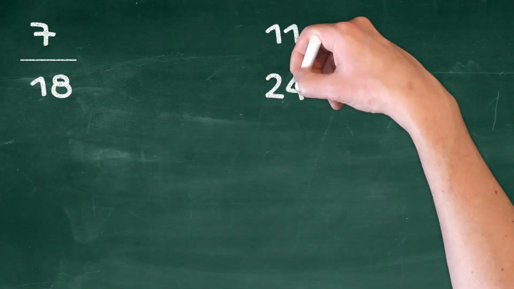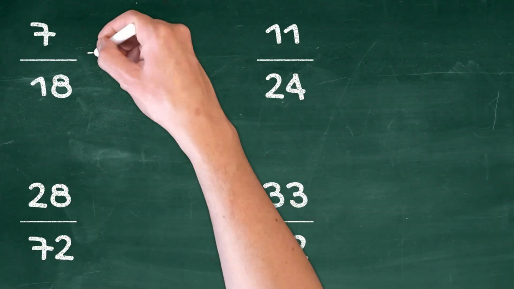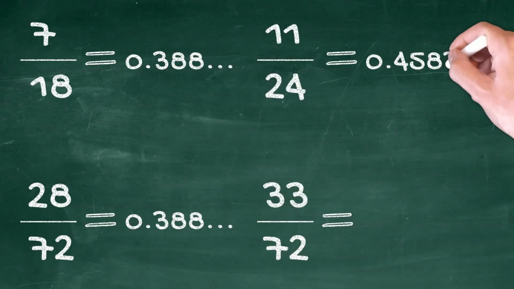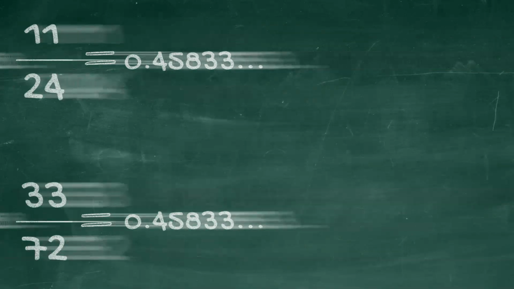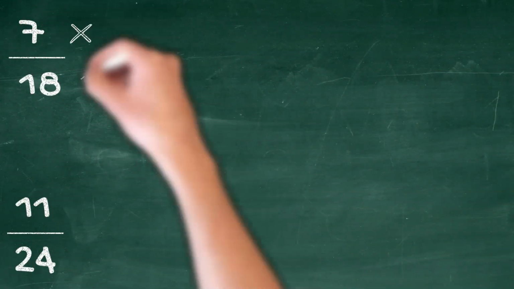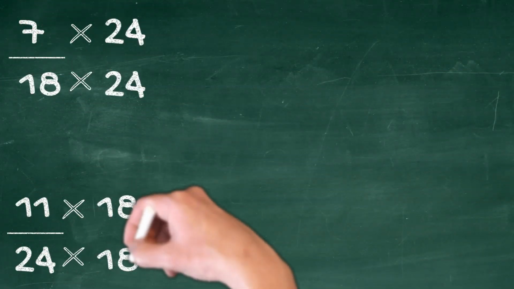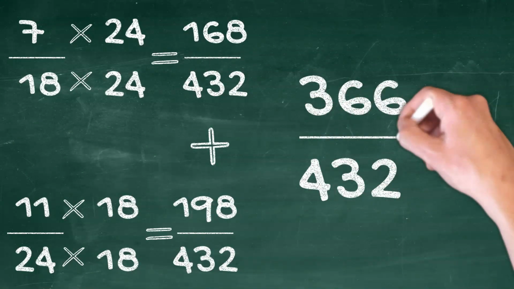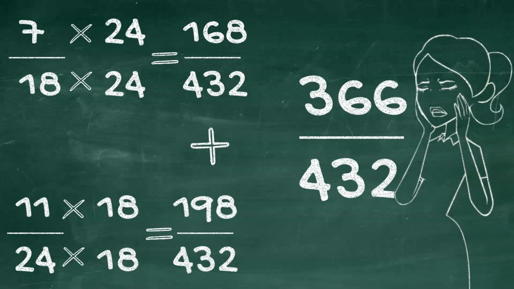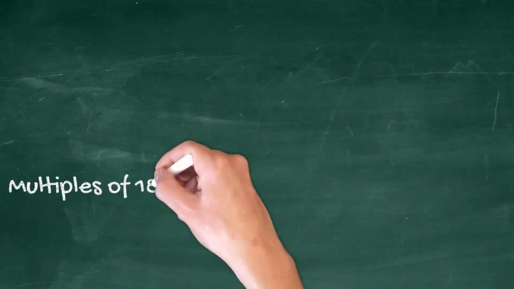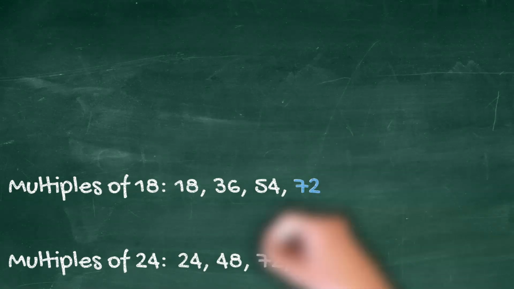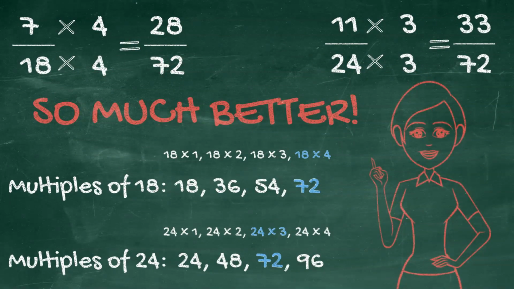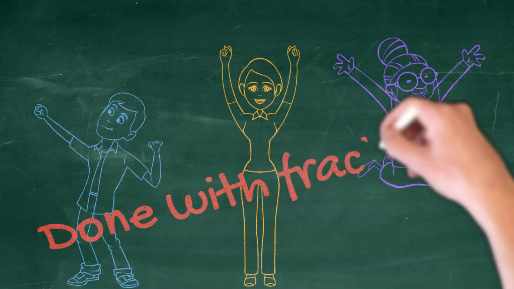If you put the numbers above into a calculator, you'll see that the first and second set have the same value, but looking at them this way is much easier, right? We could have just multiplied 18 and 24 to get a common denominator, but imagine trying to reduce the fraction 366 over 432. Oof. Lucky for us, finding the least common multiple usually results in an answer that's already in its reduced form. That's enough fraction talk for one day.